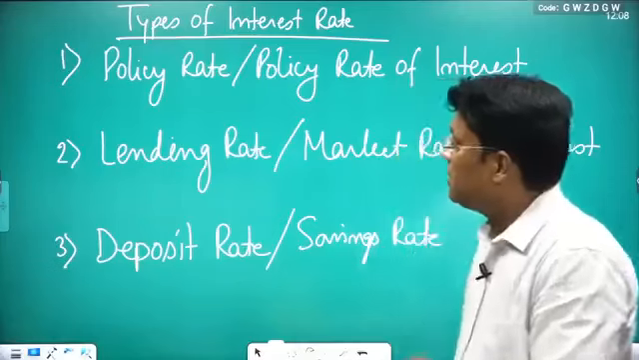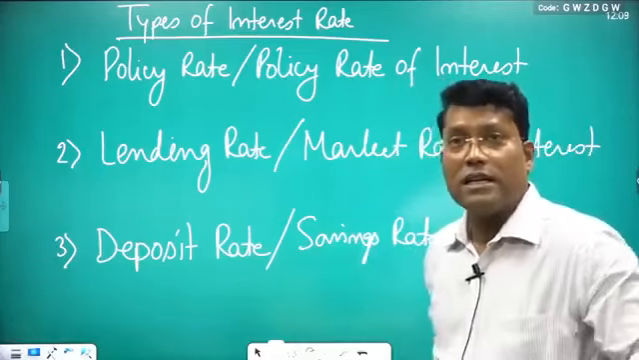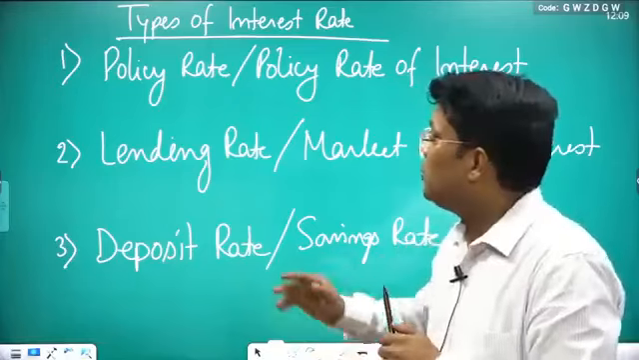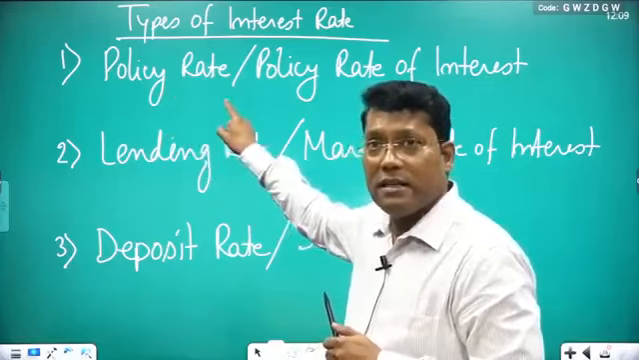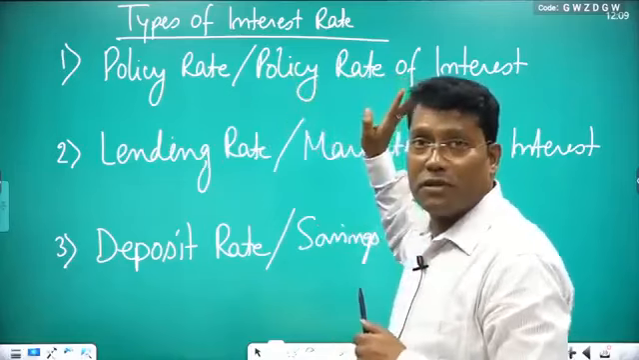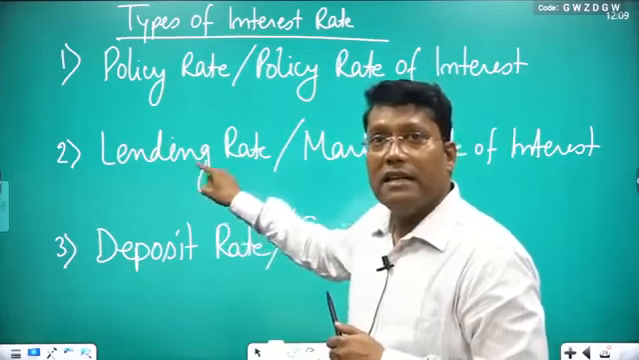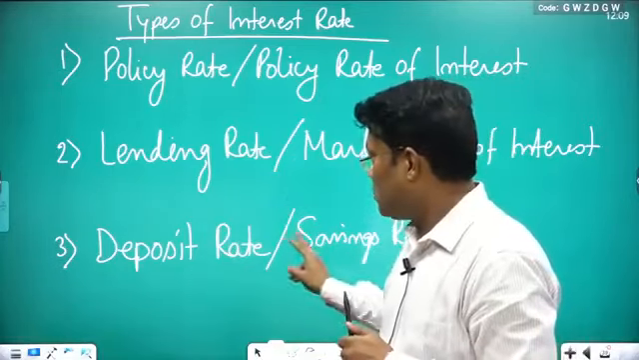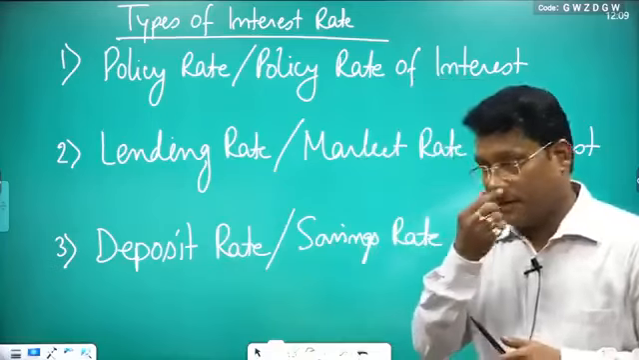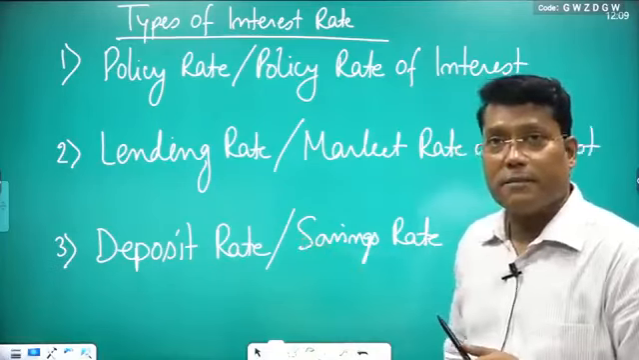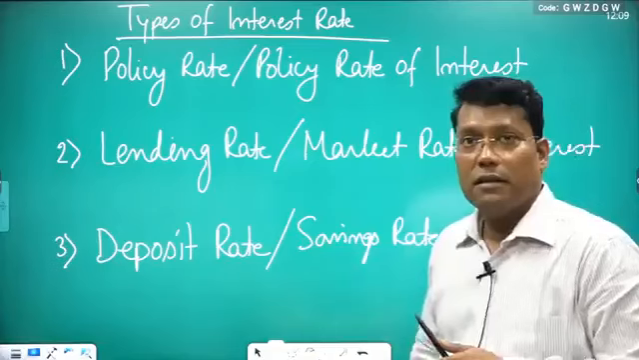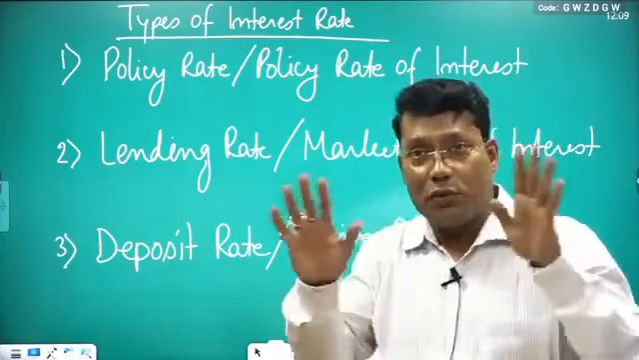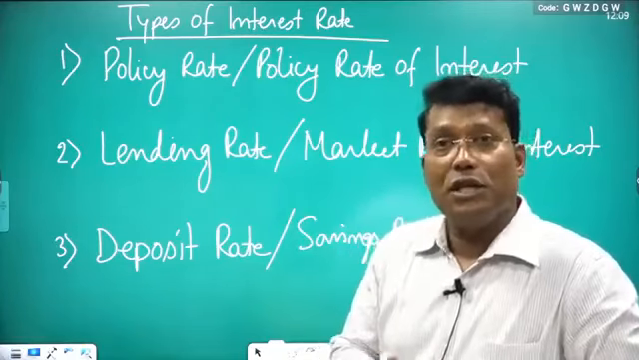So basically all rates of interest you can classify in three major groups. One is known as policy rate, or you can say policy rate of interest. Second one you can say lending rate, or you can say market rate of interest. Third one is known as deposit rate, or the savings rate. Clear? Deposit rate or savings rate. So these are the three rates of interest. I mean you divided the whole rate of interest into three groups.